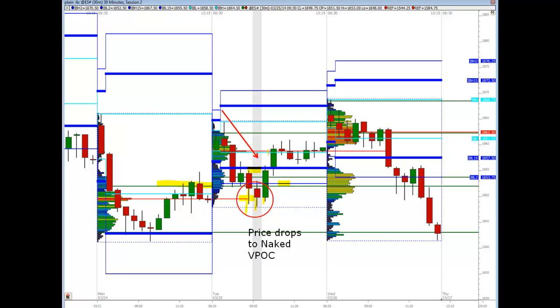Our next target would be the initial balance low, and notice how it coincides with the point of control for the day. So as far as trading on this particular day, we were not really able to move much further beyond the initial balance low for the day.